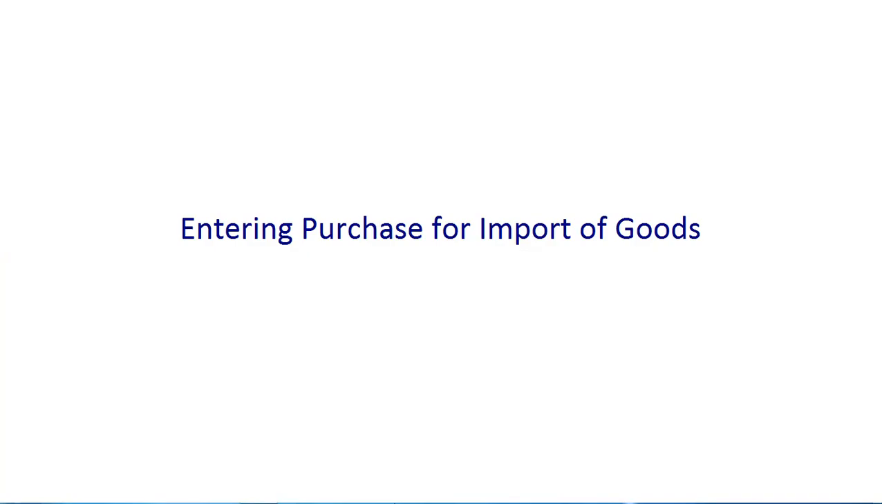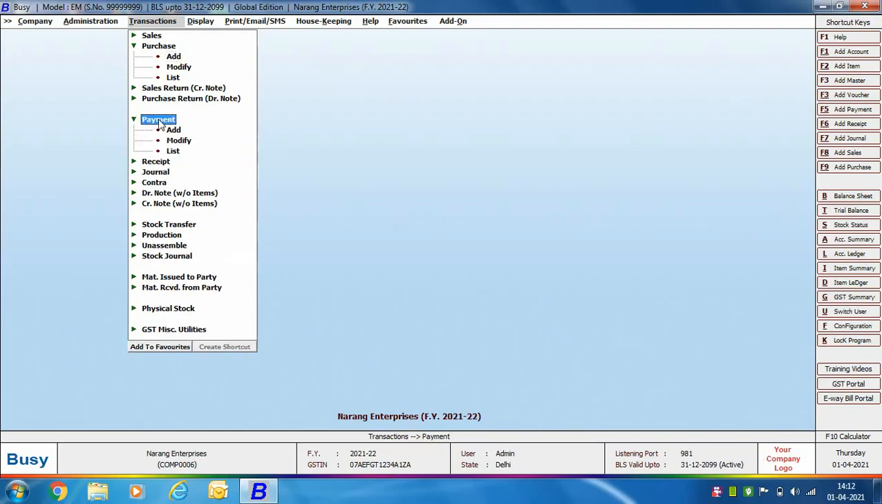Next, we will discuss entering purchase for import of goods. That is, you have imported certain goods, then how can you enter those transactions in Busy. Import transactions are interstate transactions, that is, the importer of the goods needs to pay the IGST. Although that IGST is fully refundable to the importer, first he has to pay the IGST along with other custom duties or freight shipping charges. So first of all, here we are entering a payment voucher.